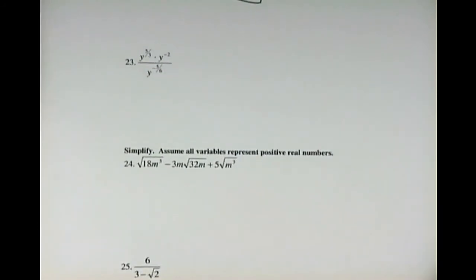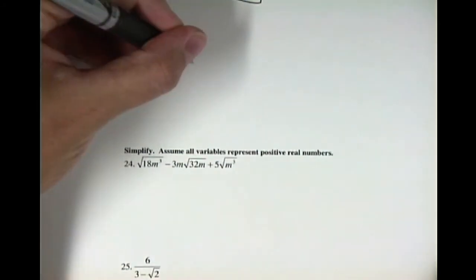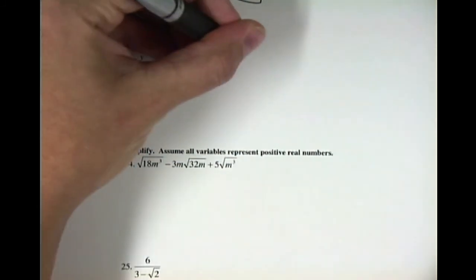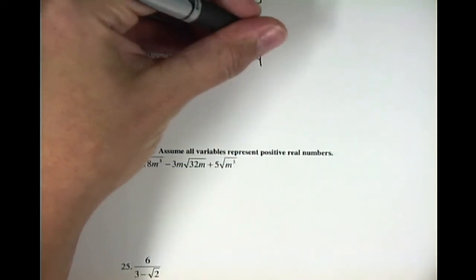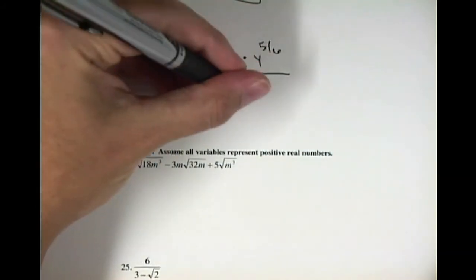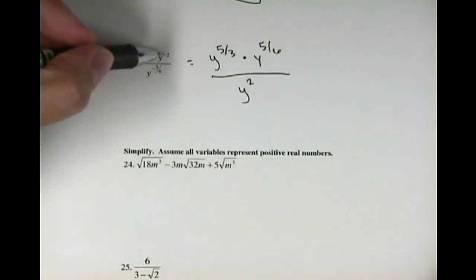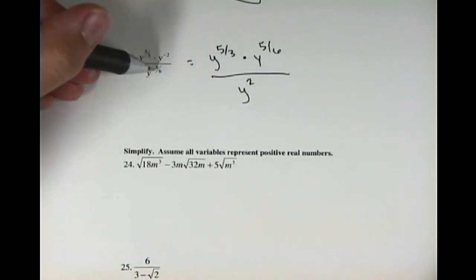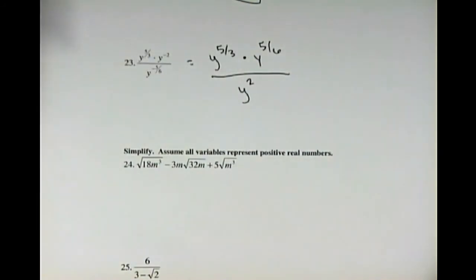The next one you can do several different ways. You have some negative exponents. You can take care of those first if you wish, or you can combine like terms and then worry about negative exponents if you have any left over. I'm going to go ahead and move the negative exponents just as a personal preference. So when I do this, I'm moving the y to the negative 2 to the bottom, and it becomes positive. The y to the negative 5/6 to the top, it becomes positive.